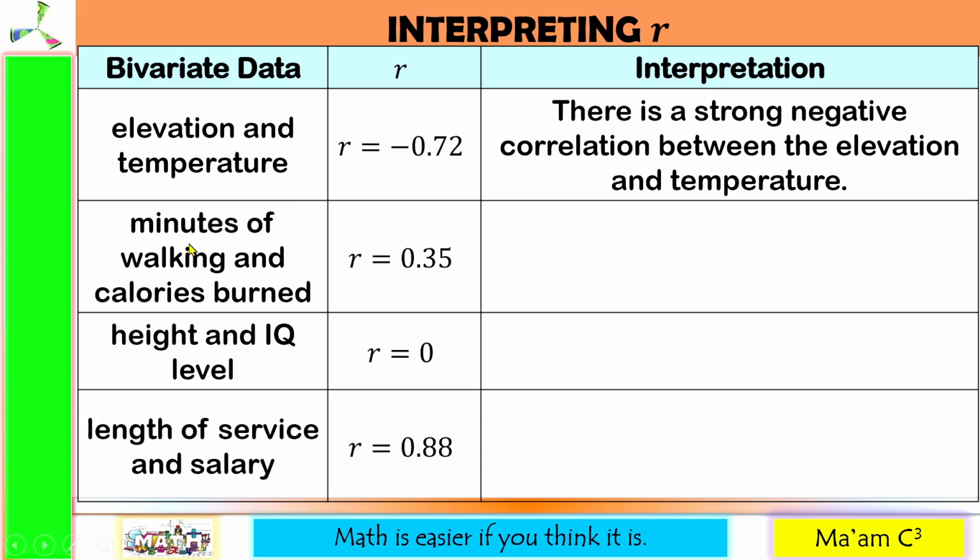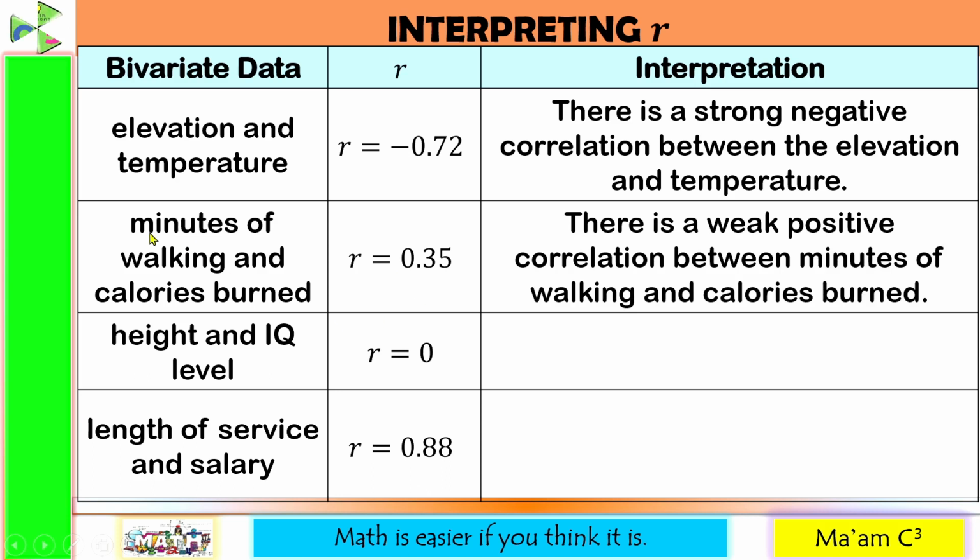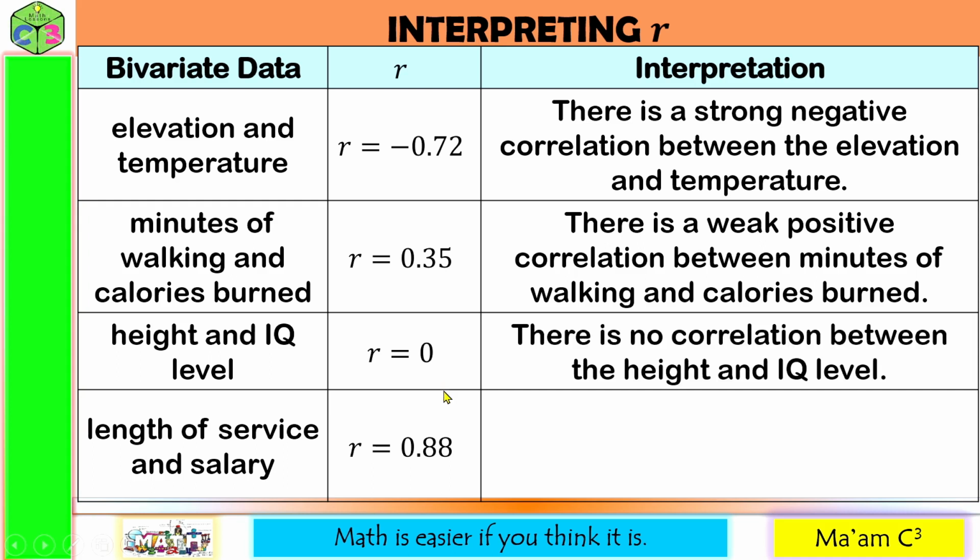Next one, minutes of walking and calories burned. The value of R is 0.35. This is somewhere in between 0 and 0.5, and that is weak. So there is a weak positive correlation between minutes of walking and calories burned. Next one, height and IQ level. The value of R is 0. So this means there is no correlation between the height and the IQ level.